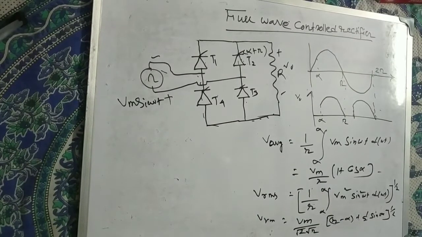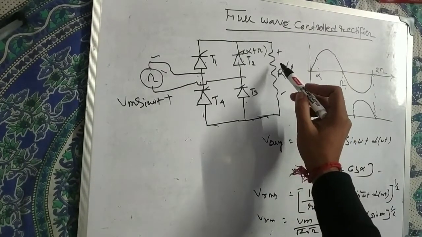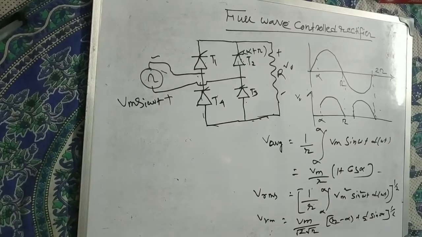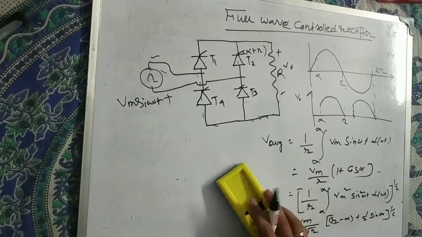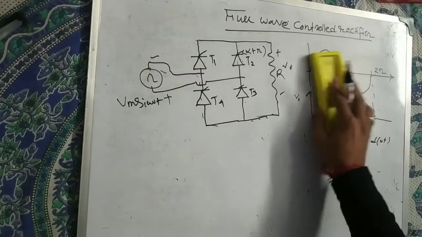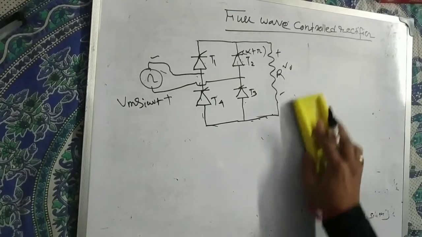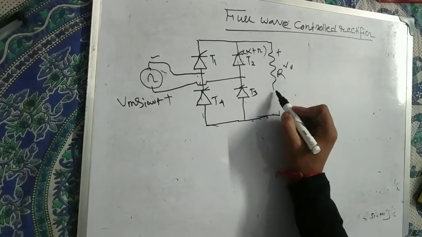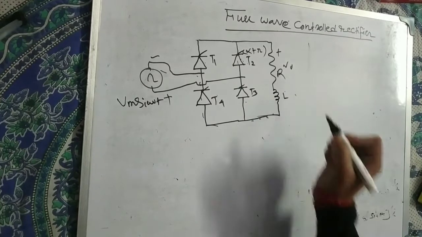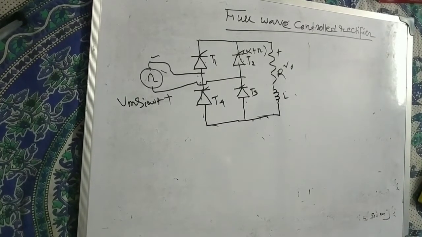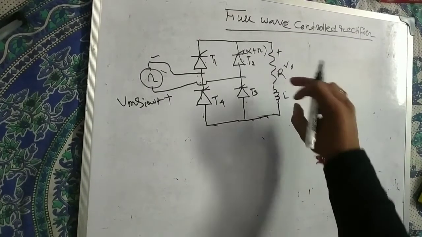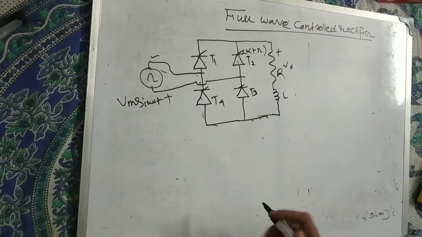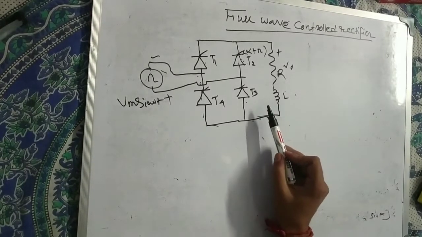Now there is an interesting case when the load has resistance plus inductance. What will happen? We will see now. I am removing this and changing the load to an inductive load. Suppose an inductor is connected in the load. Then what will happen? You have to remember that an inductor has a special capability: it will not allow a sudden change of current.